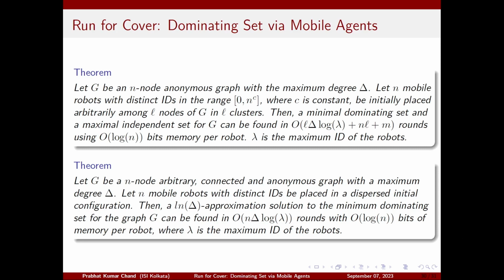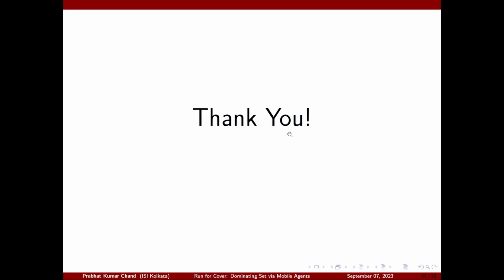Secondly, let G be an n-node arbitrary connected and anonymous graph with a maximum degree delta. Let n mobile robots with distinct IDs be placed in a dispersed initial configuration. Then a ln delta approximation solution to the minimum dominating set for the graph G can be found in order of n delta log lambda rounds with order of log n bits of memory per robot, where lambda is the maximum ID of the robots.